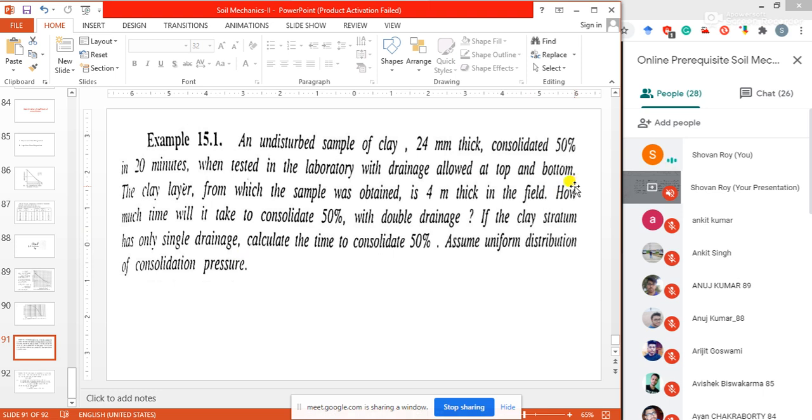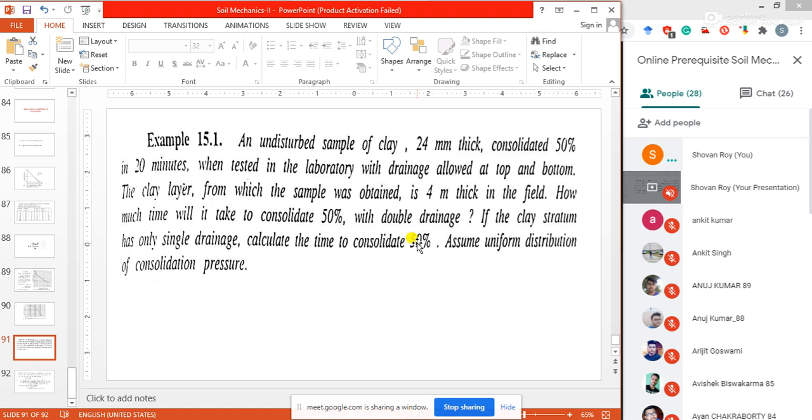Only top or only bottom side the drainage is allowed, then we can say the single drainage. And double drainage is when our surrounding is, in our laboratory test you have seen our sample is surrounded by some ring. So in lateral direction, the x direction, no drainage is possible. Only drainage is possible from top or from bottom. So at bottom side and at top side drainage is possible, but from another direction it is not possible to drain the water.